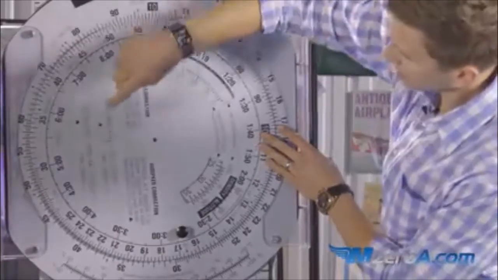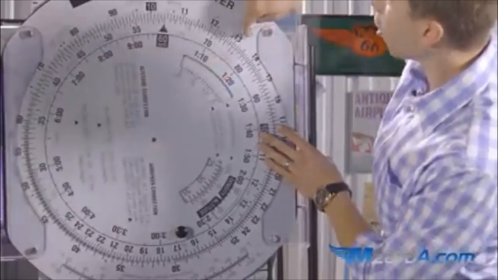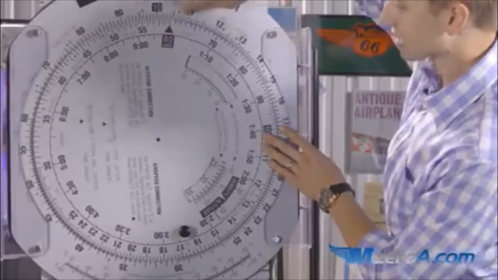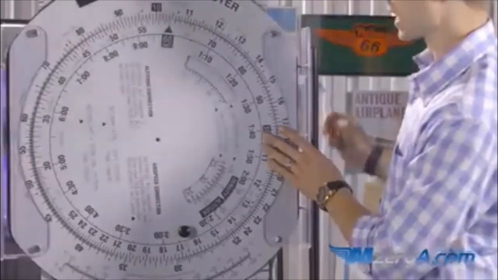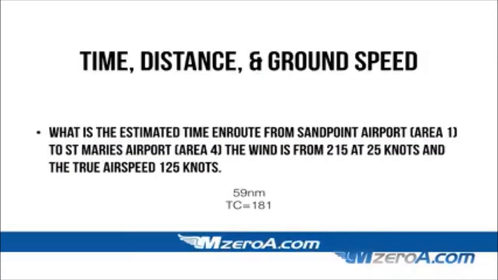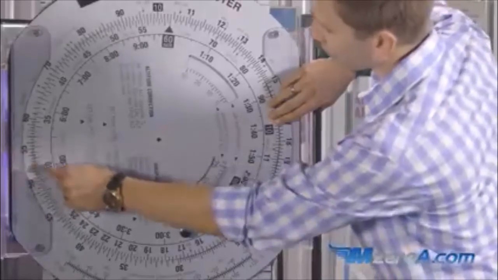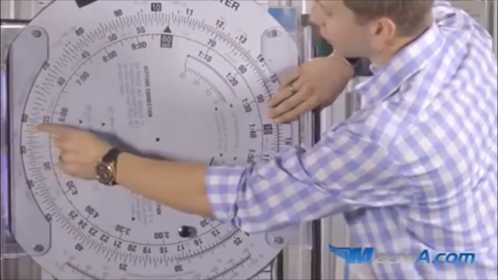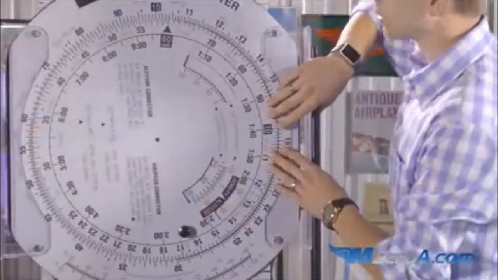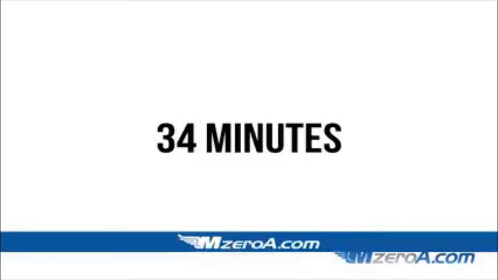And now you'll see that our distance is red on the outer scale, our A scale, and the time is red on our inner scale, the B scale. We're going to travel 59 nautical miles. So I'll come over here to 55, there's 60, here's 59. I'll read straight down and get roughly 34 minutes is how long it'll take me to make that trip. And you can see our answer there coming up on your slide of 34 minutes.